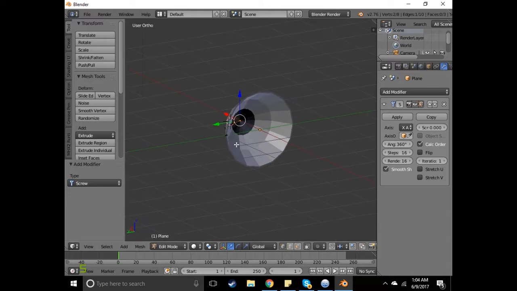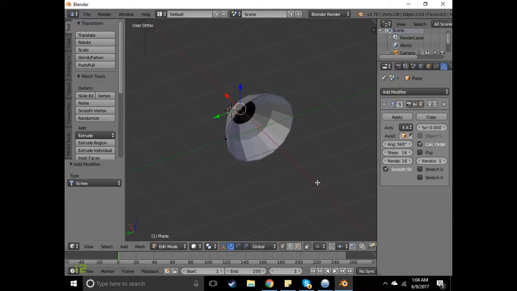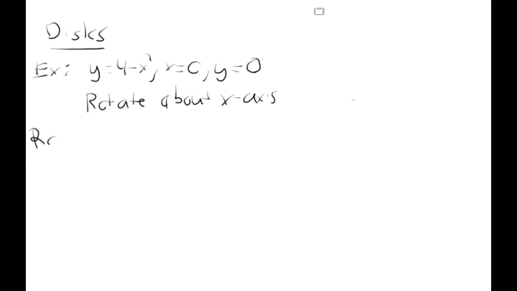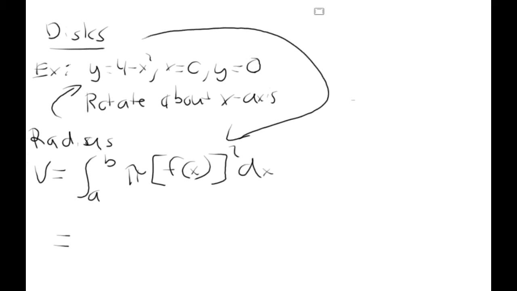And to do that, we're going to need an equation, and we're going to start with the radius. The radius is y equals 4 minus x squared. This is our equation: integral from a to b, pi times f of x squared times dx. And the radius is going to go where f of x is. So rewrite that.